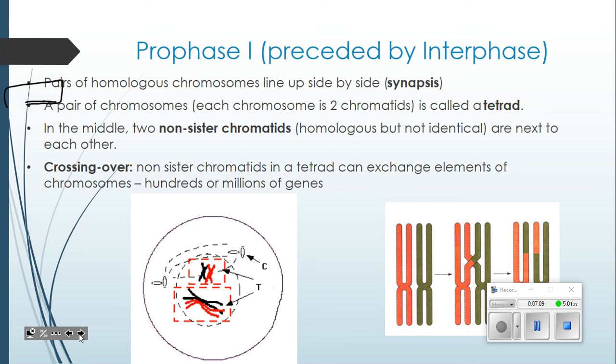And so what it looks like when a pair of homologous chromosomes line up side by side is it looks like you have 4 pieces. And that's what my second point describes. A pair of chromosomes where each chromosome is actually 2 chromatids, right? Because we had interphase. In interphase, we go through the S phase where we replicate the chromosome. We make an identical copy that's attached by the centromere.